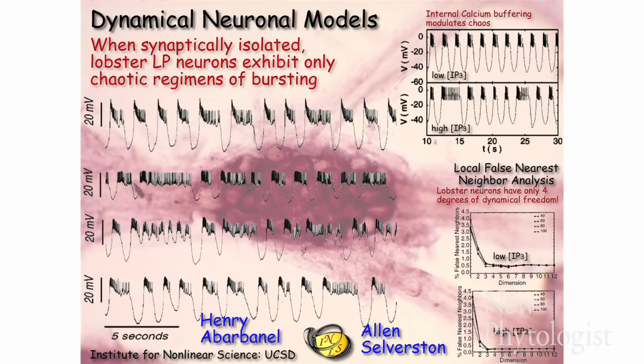And Henry, who is an expert on nonlinear dynamics, got Al to do some experiments where they fooled around with the inosine triphosphate calcium buffering system. And when the inosine triphosphate system was suppressed, they got rhythmic bursting. And when they increased the inosine triphosphate system, they got chaotic activity. So Henry developed a form of analysis called local false nearest neighbor analysis and determined that in the rhythmic pattern, the system had only 3 degrees of dynamical freedom, and in the chaotic pattern had 4 degrees of dynamical freedom. So this greatly simplifies the dimensionality of the models.